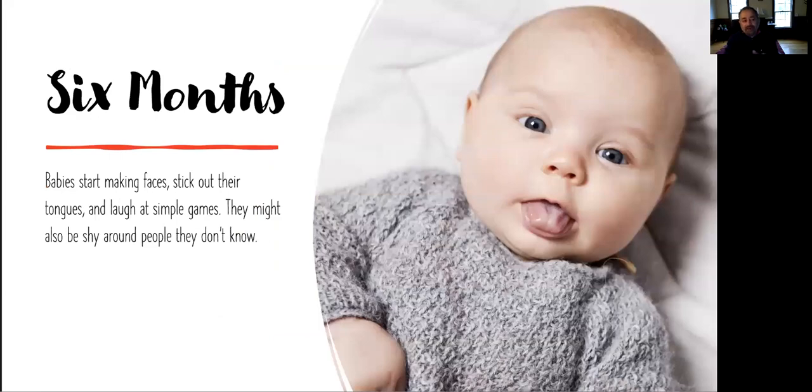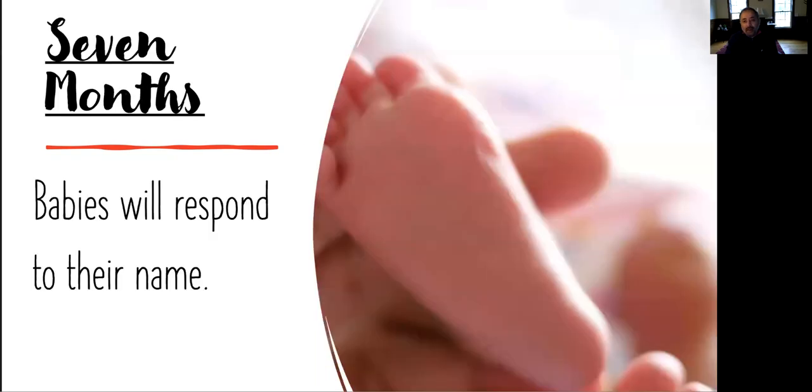6 months, baby starts making faces, sticking their tongue out, and laughing at simple games. They might also be shy around people they do not know. So they will give you that expression that they probably don't want to talk, and they may actually cry over that. 7 months, baby will respond to their name, so that's normally expected. So by 7 months, they can respond to the name.